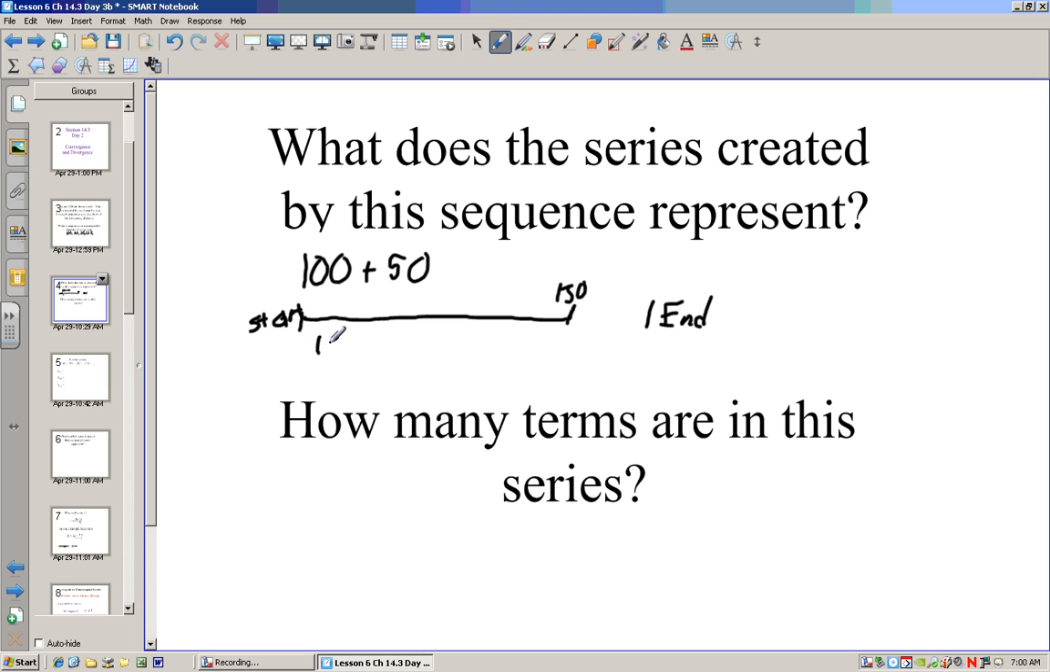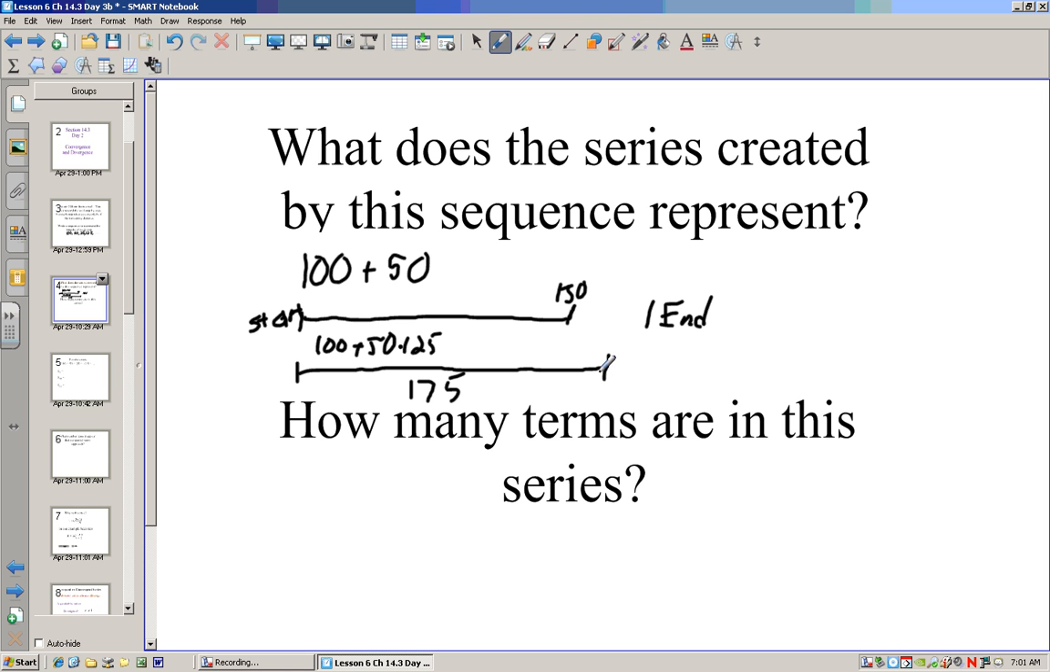If I did 100 plus 50 plus 25, that means I've gone 175. So now it asks, how many terms are in this series? So how long is it going to take until I actually hit the wall?